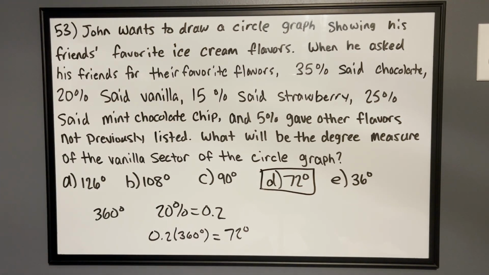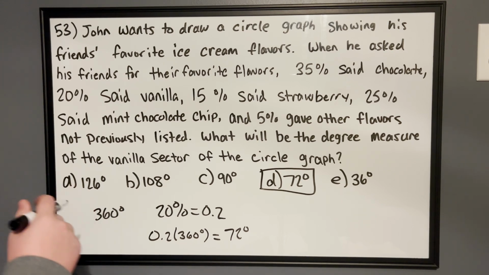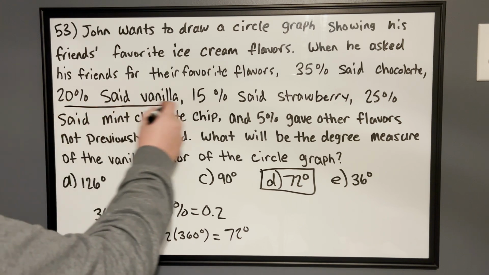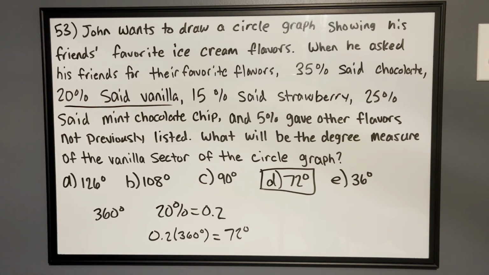So this is an example of a question that gives you a lot more information than you need. And it makes the question look a lot more complicated, but it's not. All we need to worry about is what percentage said vanilla and just knowing that the total degree angle of a circle is 360 degrees. So that's it for 53. Let's move on to 54.